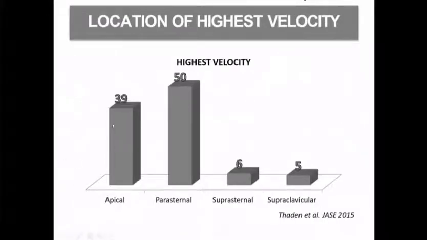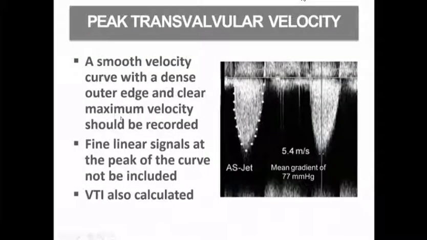When measuring, you can get the highest velocity in the right parasternal window, but it is difficult because the transducers we use are broad. Especially if a PEDOF probe is available, you can use that. Otherwise, the apical 5-chamber view is the best view where you get the maximum gradient. A smooth velocity curve with a dense outer edge is the maximum that should be recorded.